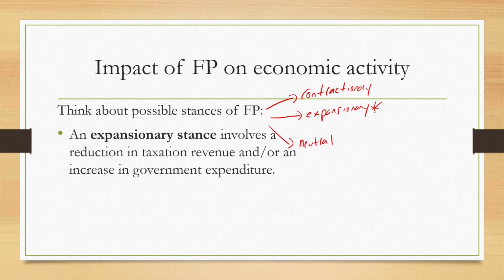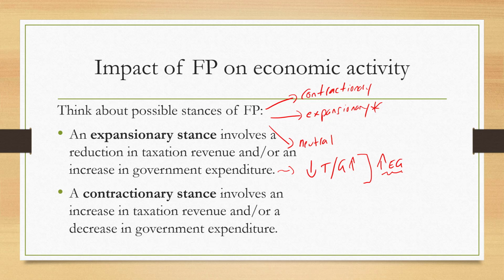An expansionary fiscal policy stance involves lower tax revenue and or an increase in government expenditure. So it would be here, lower tax revenue and or increased government spending. So this is going to increase economic growth. An expansionary stance of fiscal policy is going to increase economic growth.